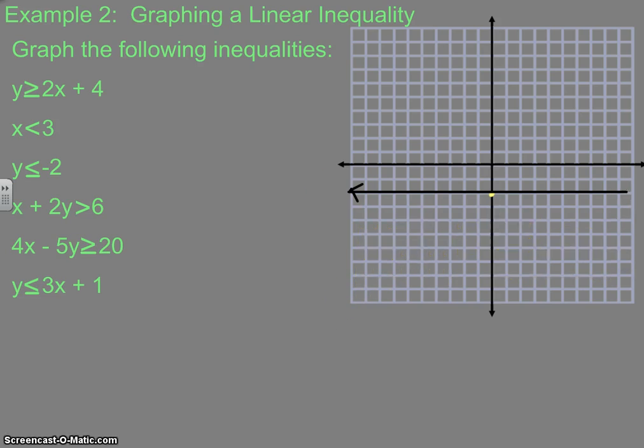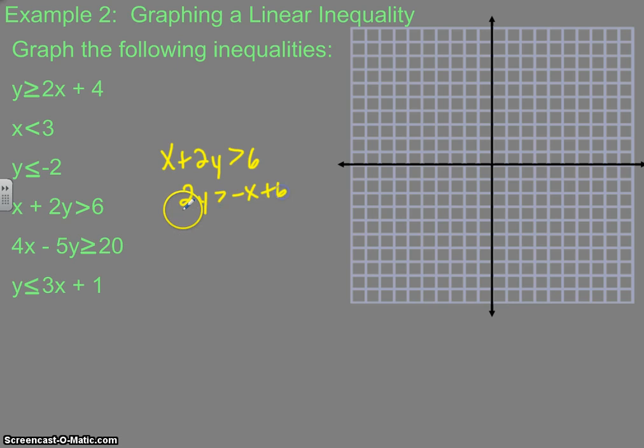Now here I have to solve for y. I've got x plus 2y is greater than 6. I'm going to subtract x from both sides. I get 2y is greater than -x plus 6. Divide by 2. I'm not dividing by a negative, so I don't have to change the sign. I get y is greater than -1/2 x plus 3.